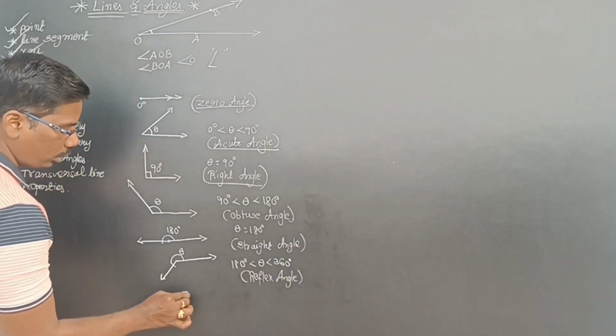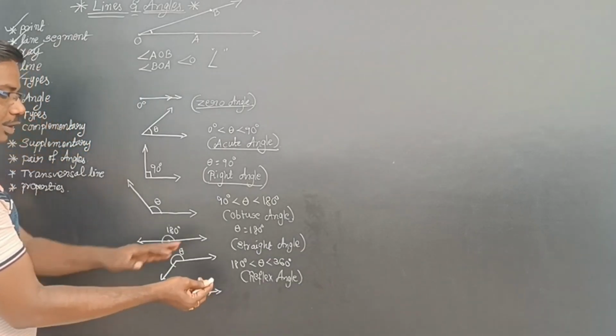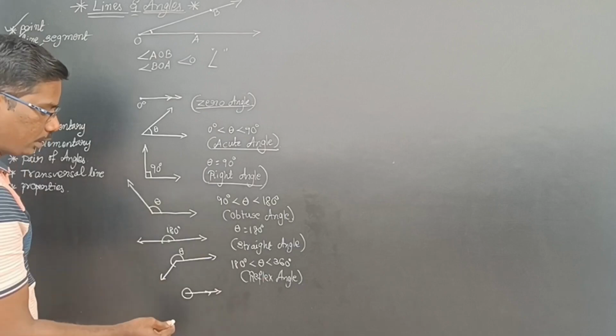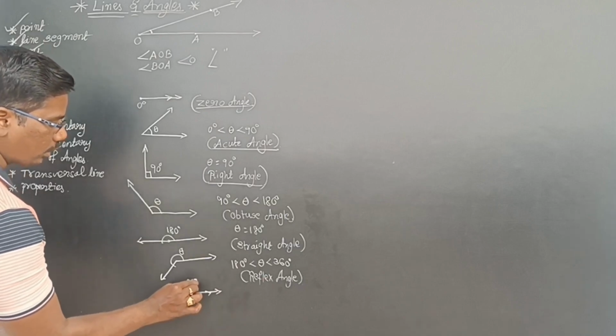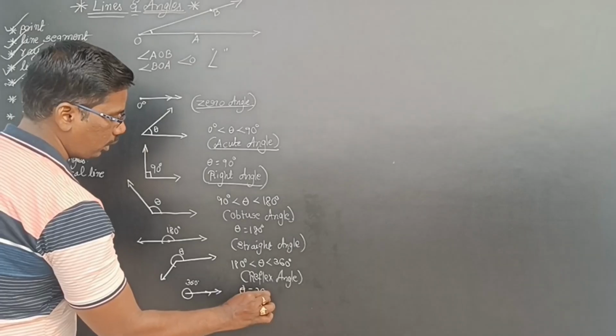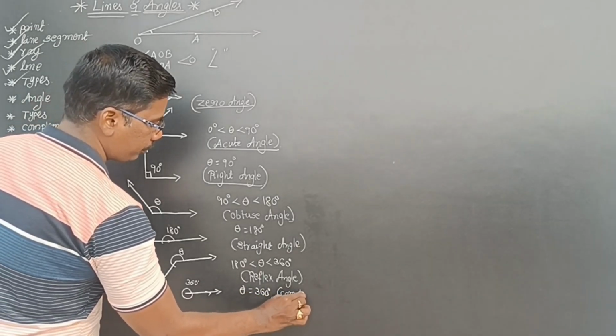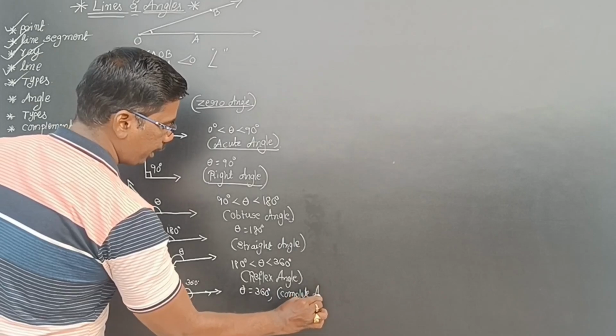And last one more, if the angle between two rays is completed, so one rotation is completed, then this is called 360 degrees. Theta is equal to 360 degrees, then that is called complete angle.